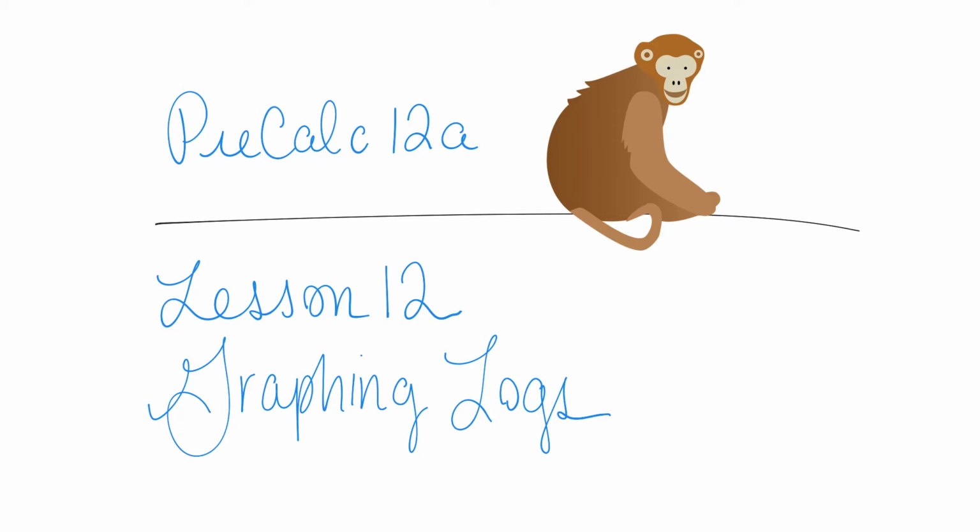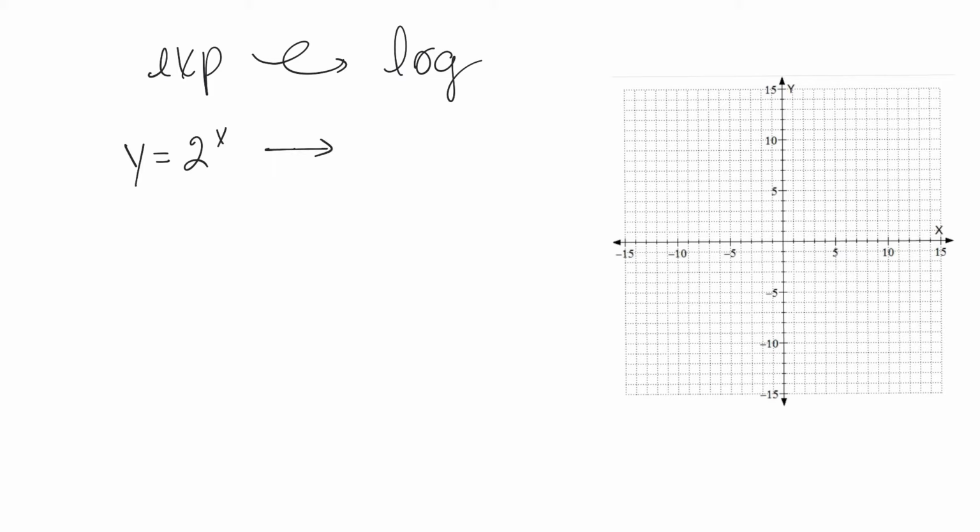Okay, so graphing logs. To be able to do this, the first thing you need to be able to do is graph an exponential function, because we know that logs are just inverses of exponentials. So if we have an exponential and we flip it around, we get a log function. What that means is if we have y equals 2 to the x, then the inverse of that is going to be y equals log base 2 of x.